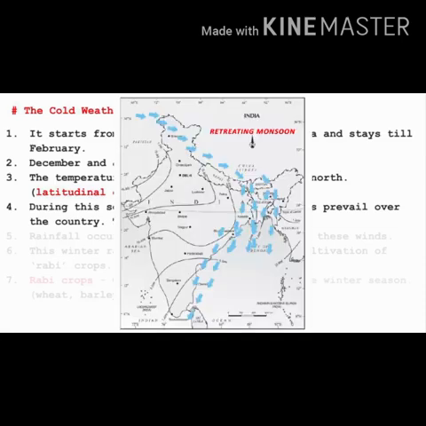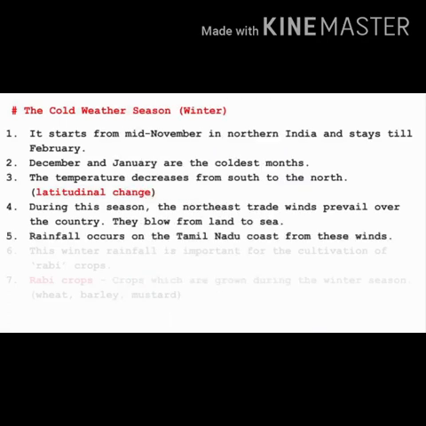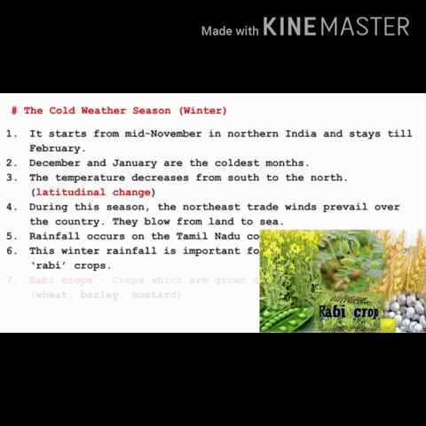And some of the winds that pass by from the northeastern part, those are the winds that go towards the southern region, and these are responsible for rainfall in the winter season. Now this winter rainfall is important for the cultivation of rabi crops. Always remember, rabi crops are crops which are grown during the winter season, and kharif crops are the ones which are grown during the regular monsoon, that is before the winter season. And some of the rabi crops are wheat, barley, and mustard.